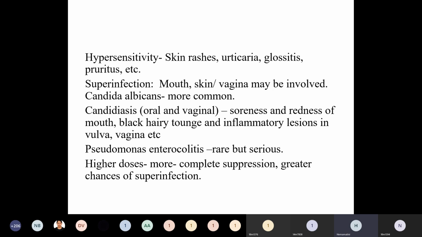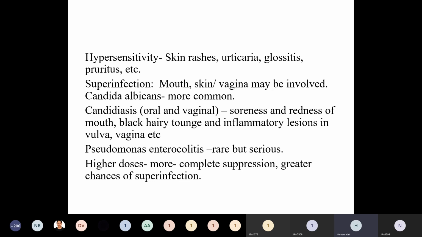Then coming to hypersensitivity reactions: skin rashes, urticaria, glossitis, pruritus, and it may induce a superinfection. Superinfection is removal of intestinal flora, so the mouth, skin and vagina may be involved. Candida albicans is the most common invading organism. It may lead to oral candidiasis and vaginal candidiasis, soreness and redness of the mouth, black hairy tongue, and inflammatory lesions in the vulva and vagina. Pseudomonas enterocolitis is a rare but serious adverse effect.